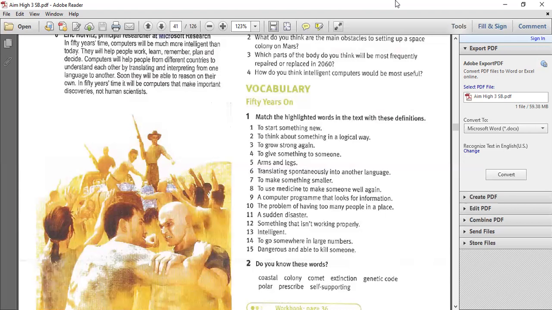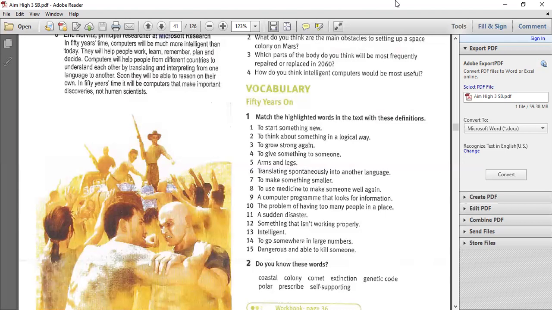Number 8, to use medicine to make someone well again: treat. The verb treat means to cure. Number 9, a computer program that looks for information: search engine. Bravo.